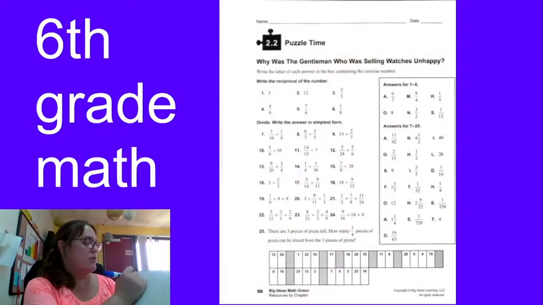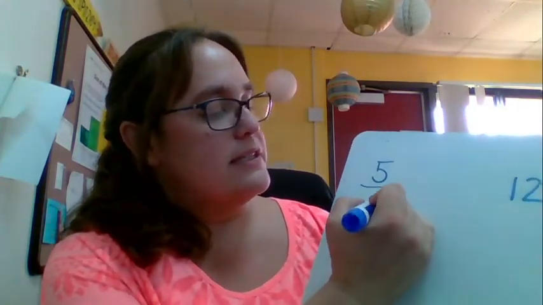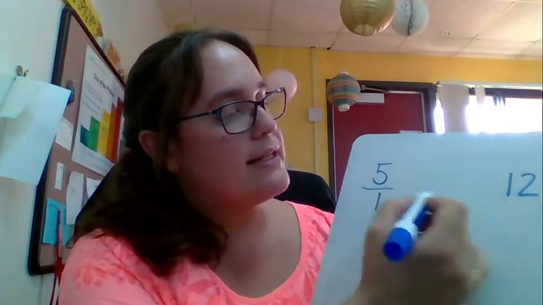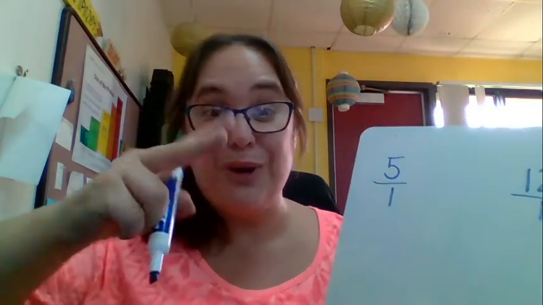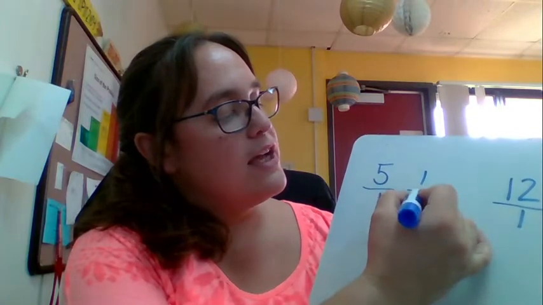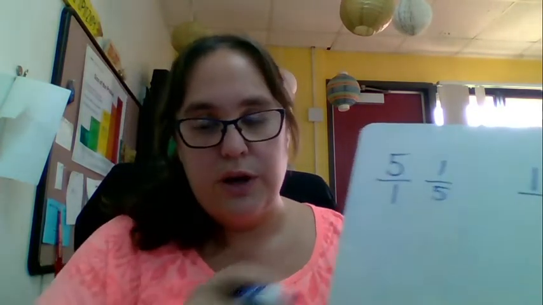So thinking about, I better write those down. Number 1 is the whole number 5, and number 2 is the whole number 12. So think about how to write those as fractions. So this is 5 over 1, so the reciprocal is just going to be the flip of that. And 12 is 12 over 1, and so the reciprocal, you just need to flip that around. So this would be 1 over 5, and the reciprocal of that would be 1 over 12.